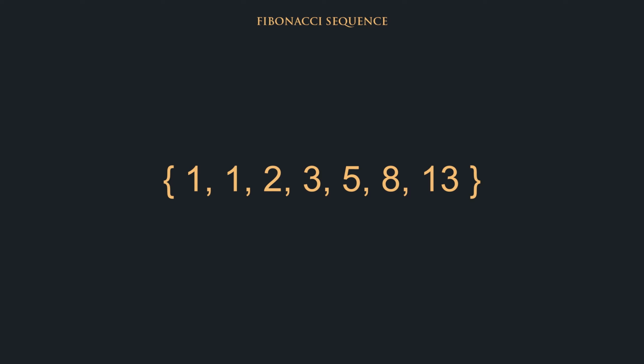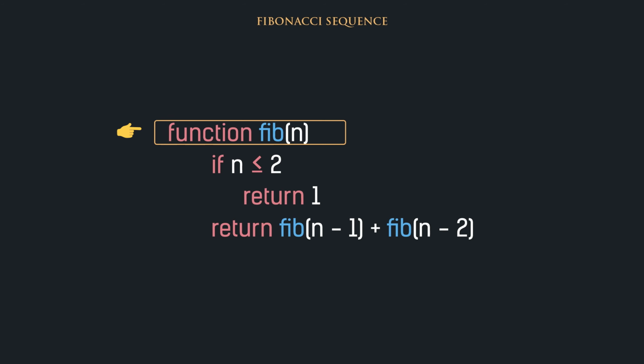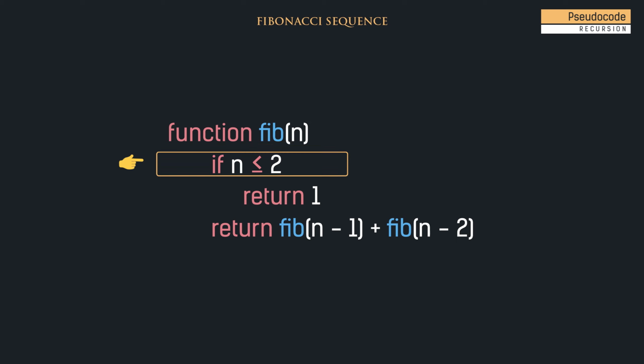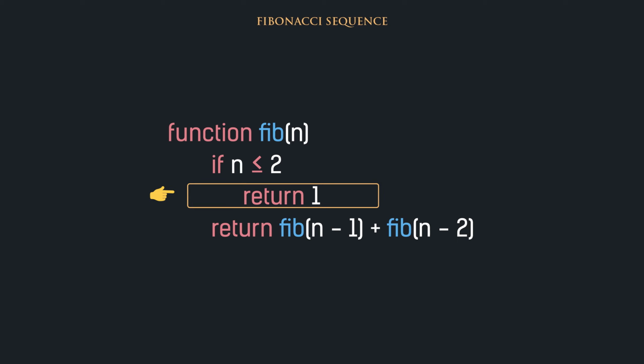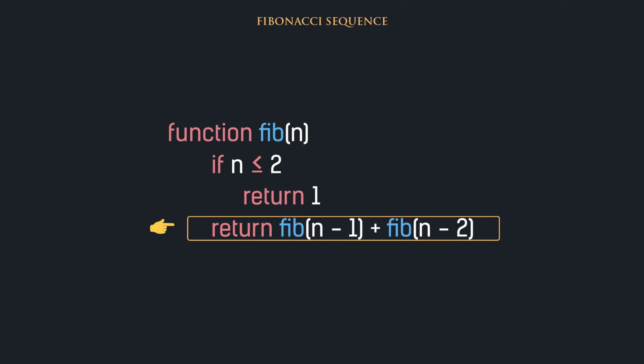Well, let's first describe this problem using pseudocode. Let's start by defining our Fibonacci function that will take one argument, which will be the nth Fibonacci target. Then, inside that function, we add an if statement that will check if the target value is less than or equal to 2. If that check is successful, our Fibonacci function will simply return 1. But if that check fails, we then have to return a result that we get from adding the results of these two recursively called Fibonacci functions.